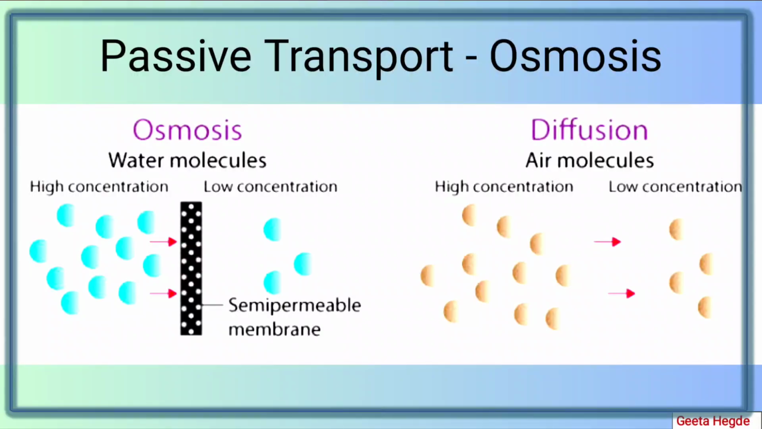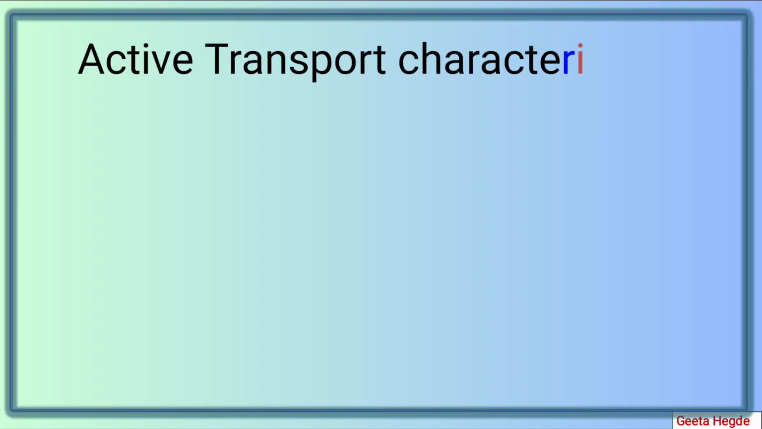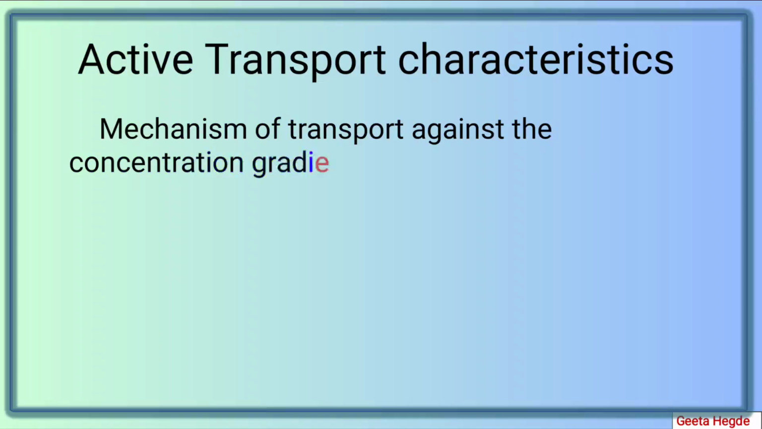Now this is about passive transport. Let us have a look at active transport. What are the characteristics of active transport? The mechanism of transport can happen against the concentration gradient.